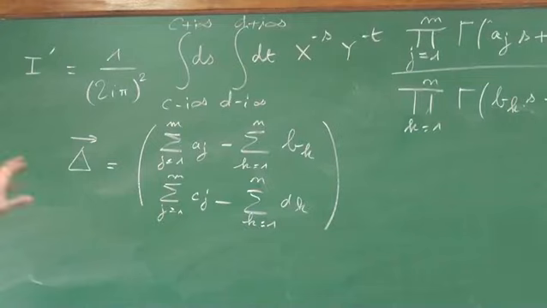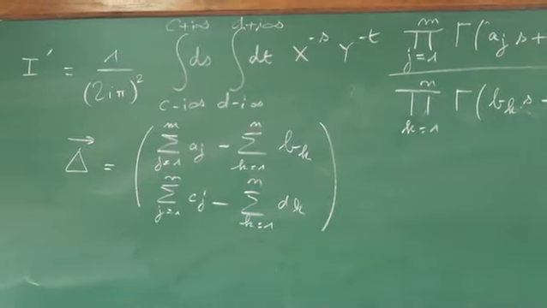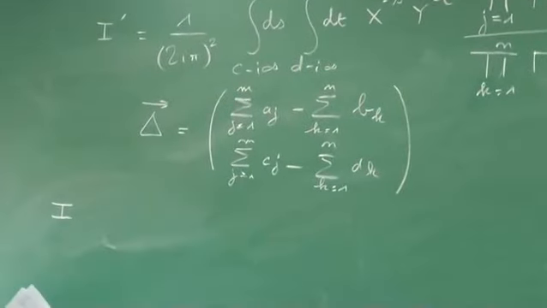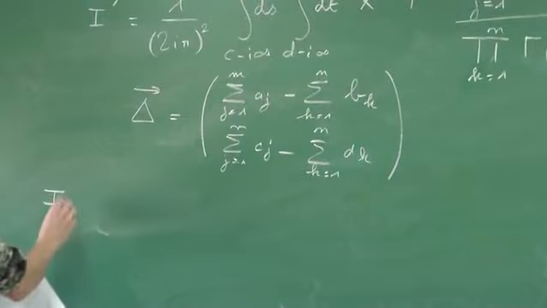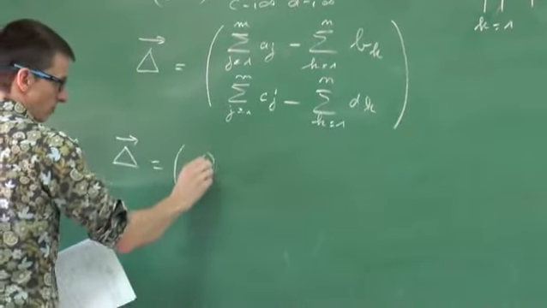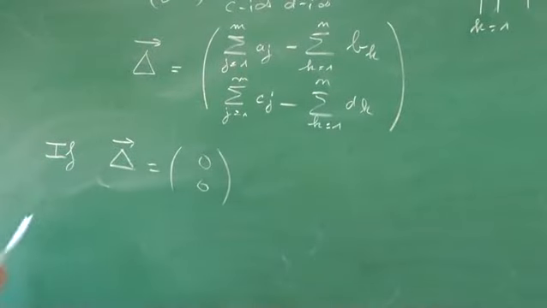And the same for alpha with the absolute value. Now, three cases, two, because the third I will not speak about it. If delta equals 0, 0, we are in the degenerate situation.